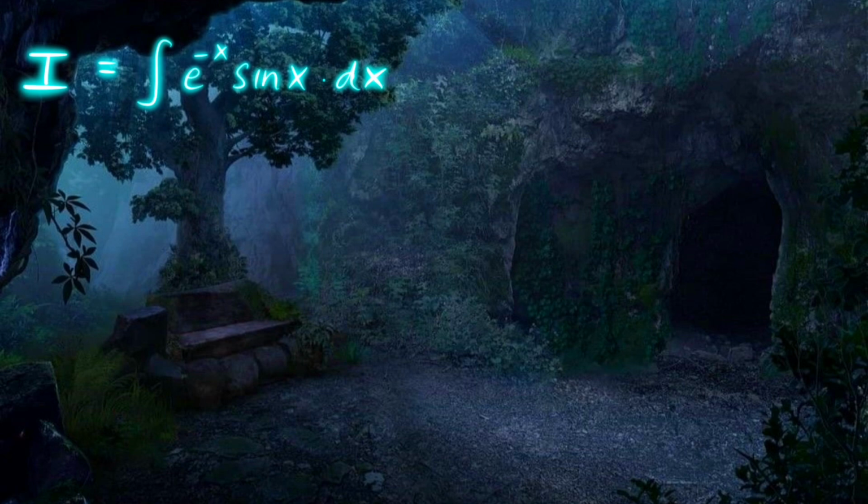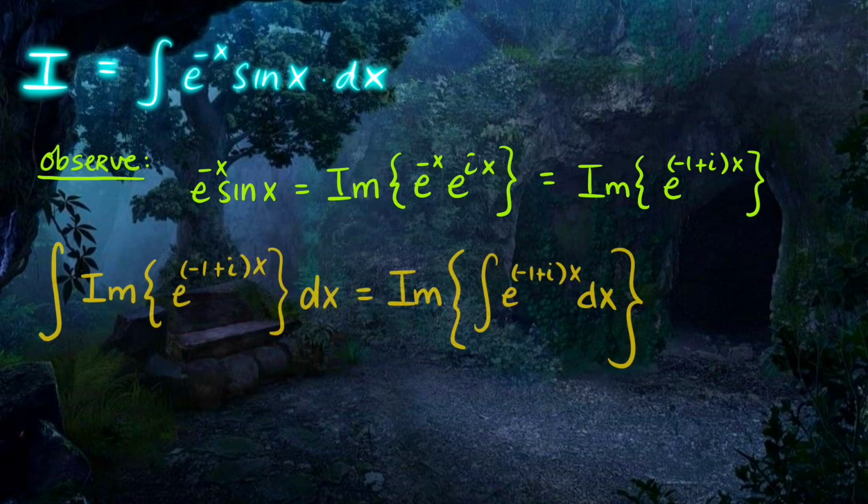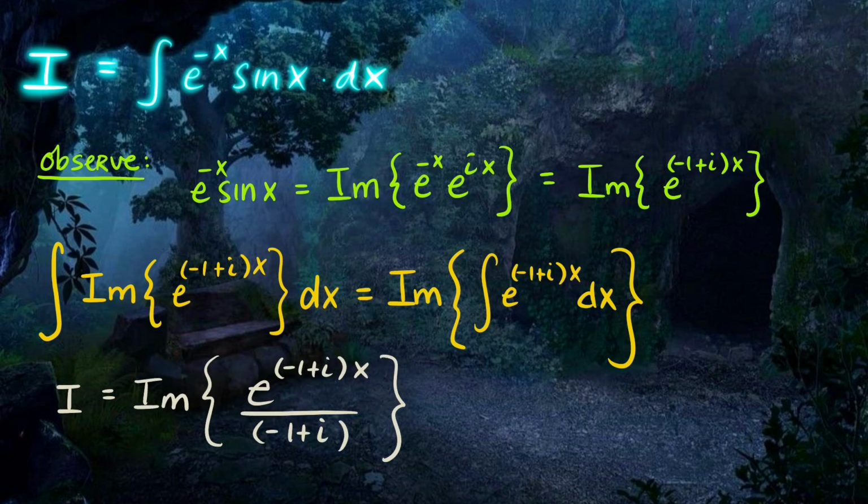Now to attack this problem by complexifying it, we'll observe that the integrand e to the negative x sine x is the imaginary part of e to the negative x times e to the ix. And since by the rules of exponents we can combine those, if we substituted that into our integral, we can then rearrange this in a way that says we just want the imaginary part of the integral of e to the (negative 1 plus i)x dx. And because finding the integral of an exponential is rather easy, we get the result e to the (negative 1 plus i)x over negative 1 plus i.